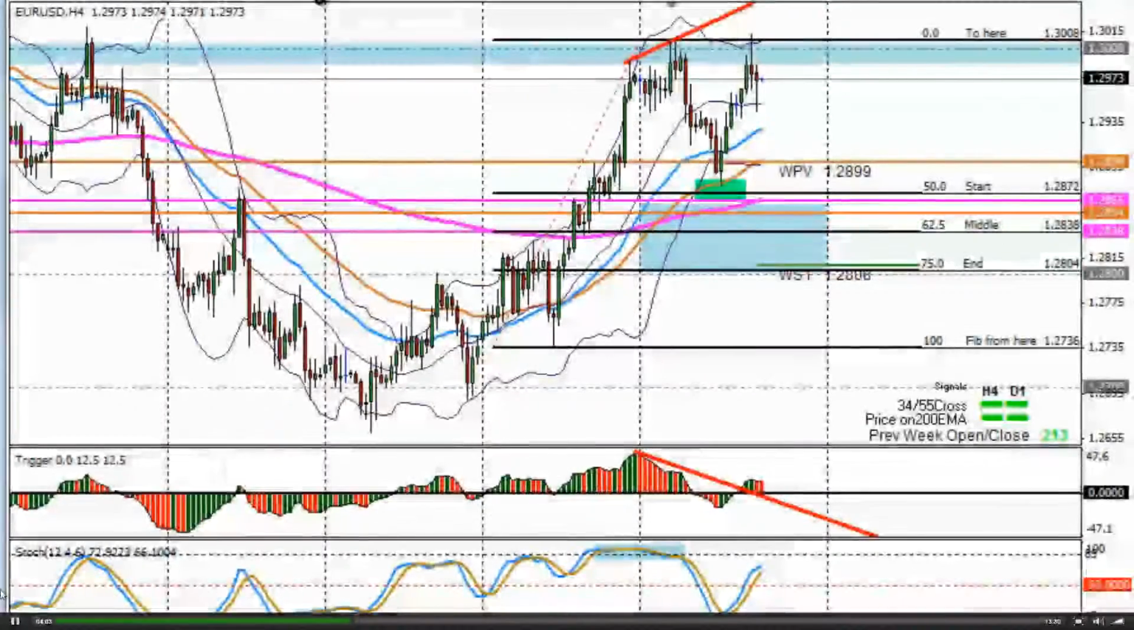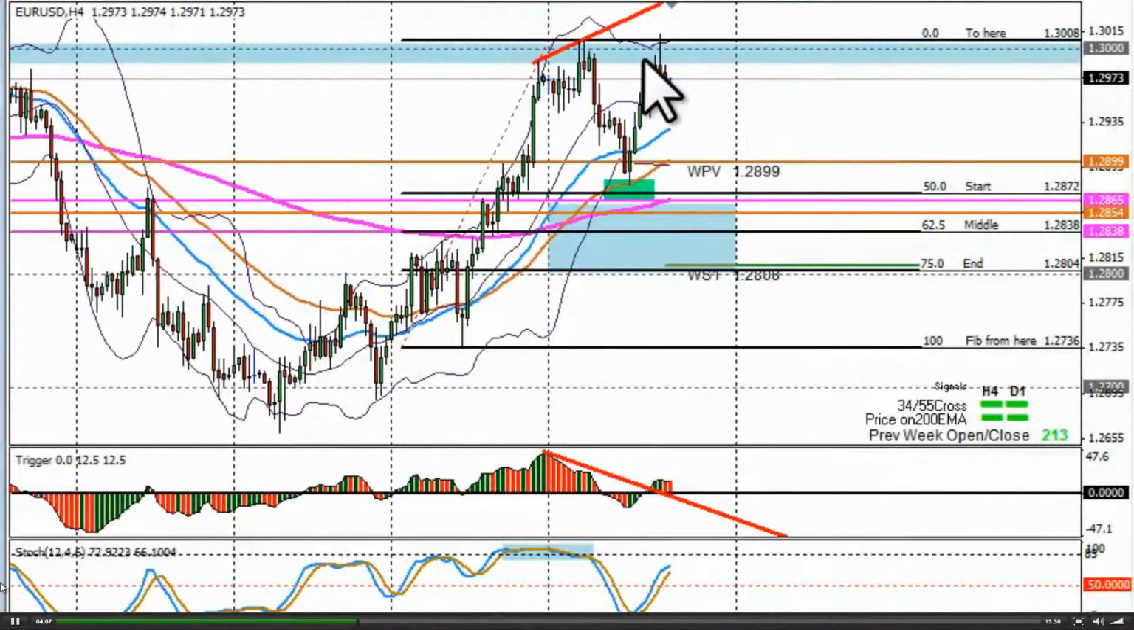Euro US dollar. If we quickly drop to the 4-hour chart, we said on Tuesday we need to be careful because there was MACD divergence once again.